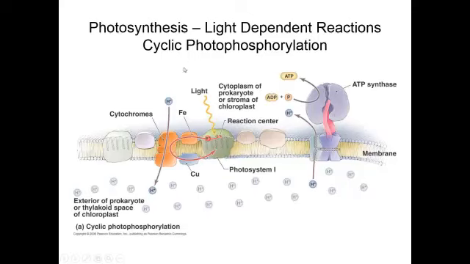Meanwhile, the cytochromes are pumping hydrogen ions, or protons, to the other side of the membrane. In this case, it's the exterior of the prokaryote, or the thylakoid space of a chloroplast. Why are we generating this proton motive force? Why are we undergoing chemiosmosis again? Because we've got ATP synthase here.